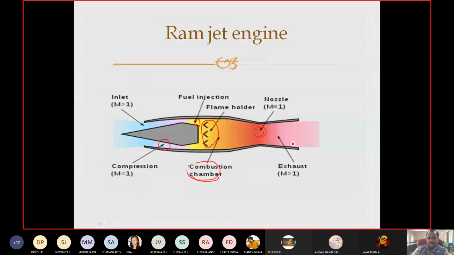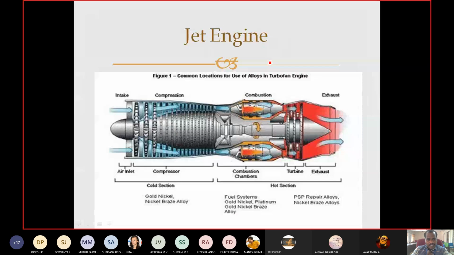Right, there is the exhaust. The Mach number is compared here. These are the components of the ramjet engine. Then we have jet engines.